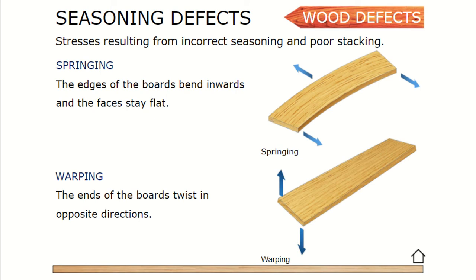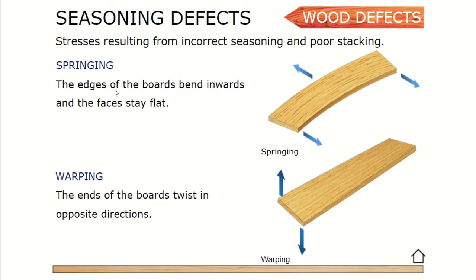Stresses that result from incorrect seasoning and poor stacking is basically where we get seasoning defects. By stresses, it's kind of like mistakes. So it's incorrect seasoning, so maybe we're not seasoning them properly, or maybe they're not stacked properly with the stickers in between them. So the first one here is springing.